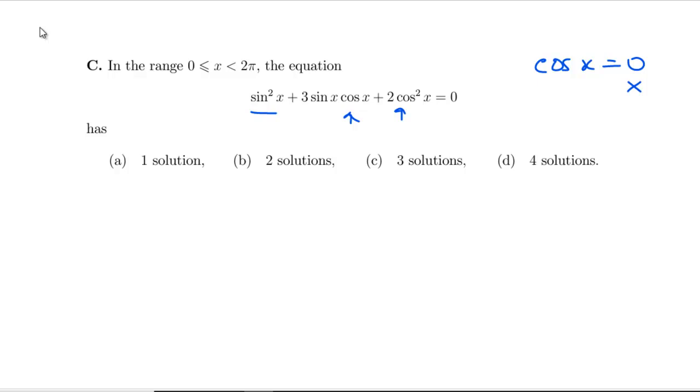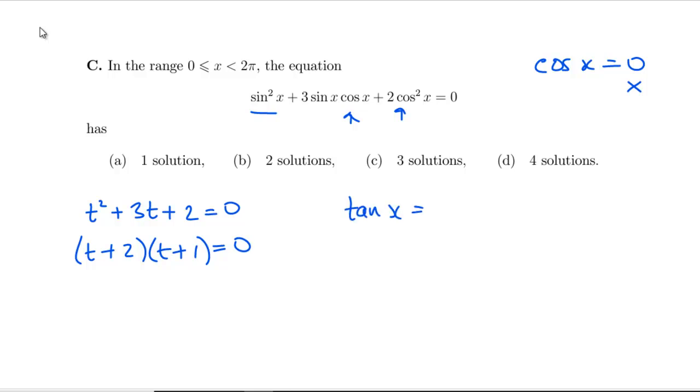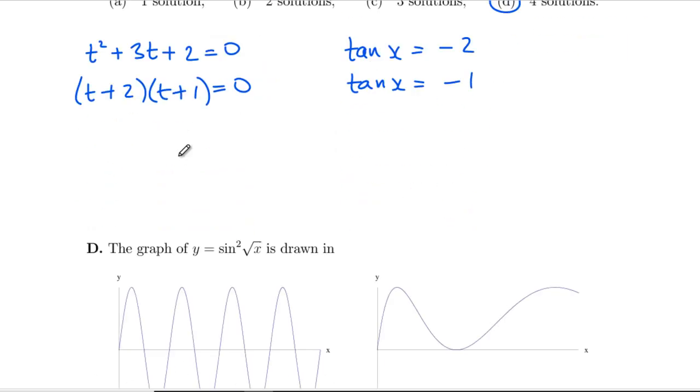So I'll divide through by cos squared, get tan squared plus 3 tan plus 2 equals 0. So that factorizes easily enough. (tan plus 2)(tan plus 1) is equal to 0. So we've got that tan x equals minus 2, tan x equals minus 1. Well, they're going to have two solutions each. So 4 solutions. They haven't even thrown in a curveball on that one.